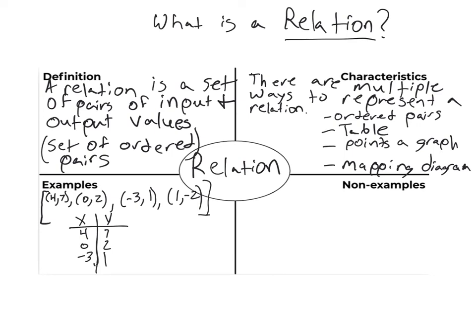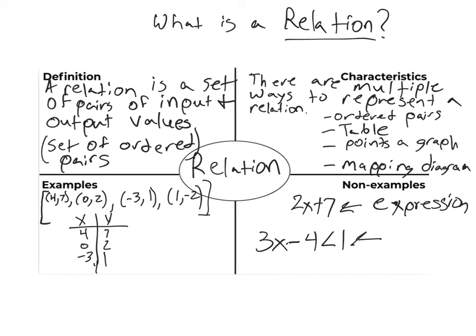Okay. And then some non-examples of relations. So 2x + 7 is not a relation. That is an expression. And then another example would be 3x - 4 < 1, which is an inequality.